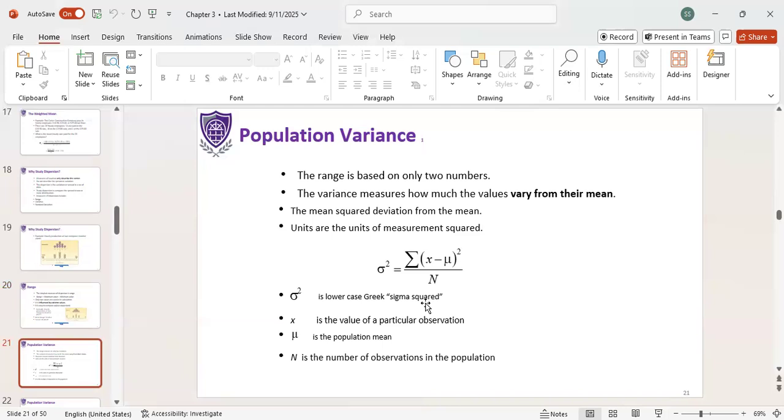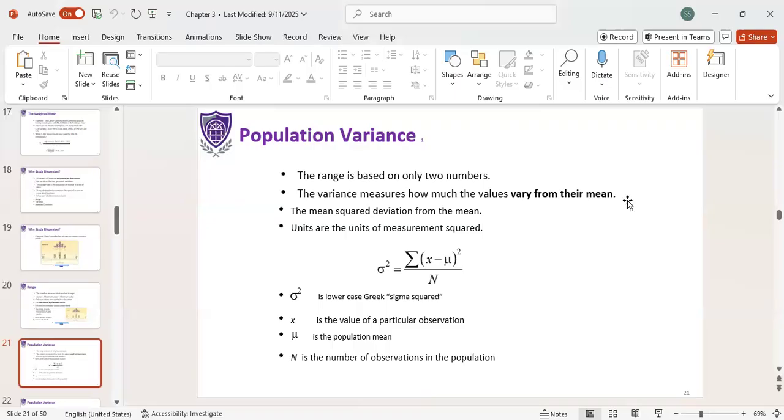The second one is population variance. The drawback, or weak point, of the range is that it's only about two numbers, maximum and minimum. But we want to know a little bit more information. For that, variance and standard deviation are better candidates. So usually I recommend looking at all of them together if you want more information about your data. Variance is about how much the values vary from their mean.